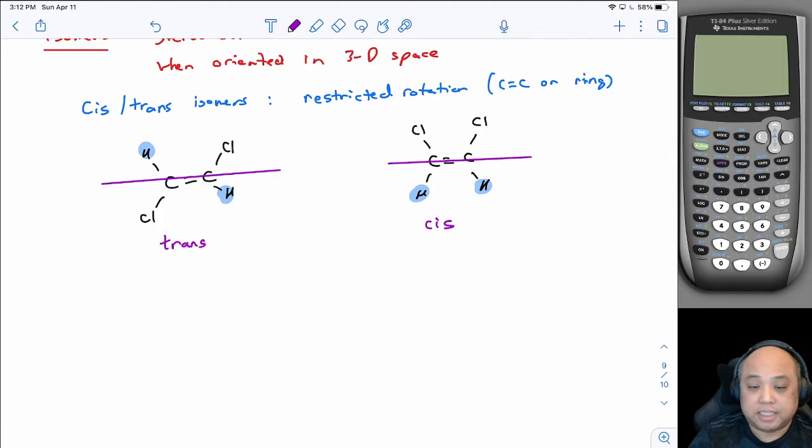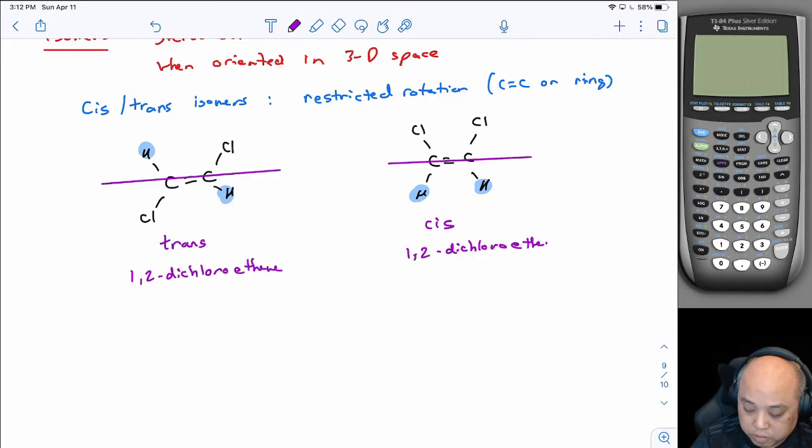Because if you name these without the cis and trans, they would be the same thing. They would be 1,2-dichloroethene. The fact is, because of that double bond, you couldn't make them the same structure by rotating around bonds. And so they do have different properties and different characteristics.